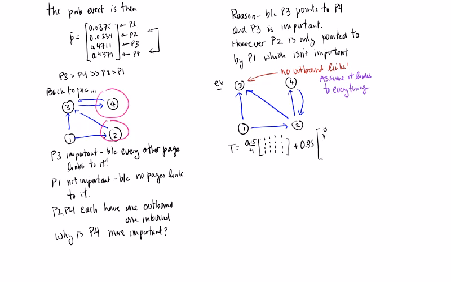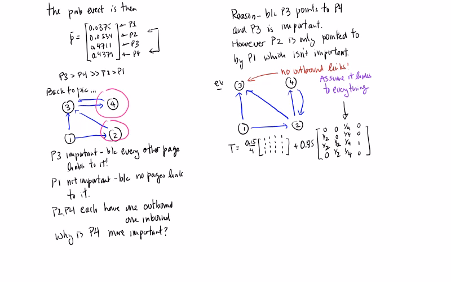But now what happens when we do this 0.85? Page 1 could go to 2 or 3. Page 2 could go to 1 or 4. Oh, sorry, to 3 or 4. Page 3 now we assume it goes to everything. So that's why that's there. Everything else is just fine. Page 4 links to page 3 only.